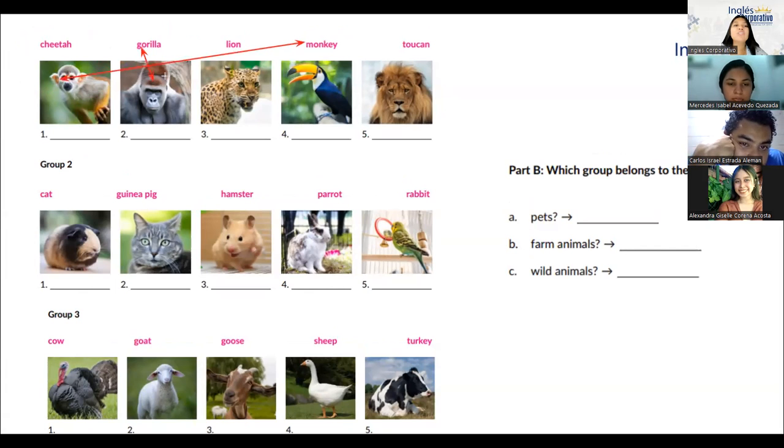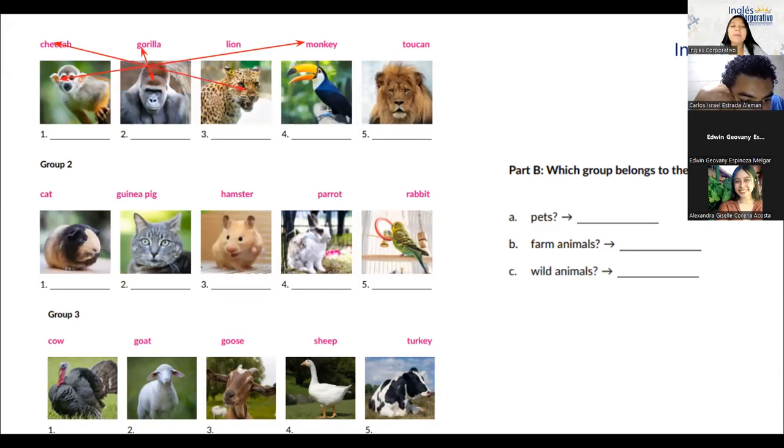Okay, what about number three? Cheetah. All right, so it is going to be cheetah. What about number four? Parrot. Number four? Toucan. Yes. Okay, very good. And number five? Lion. Okay, excellent.